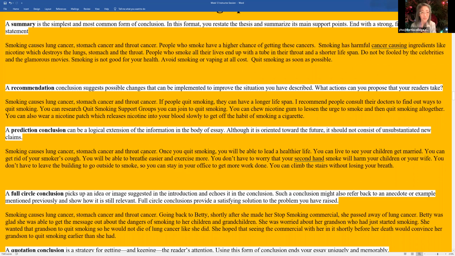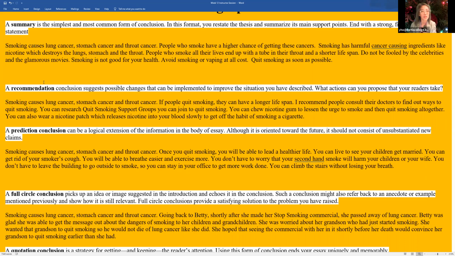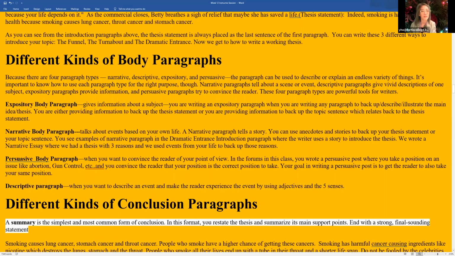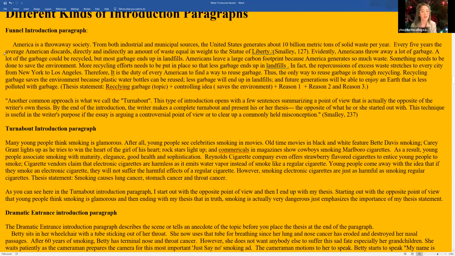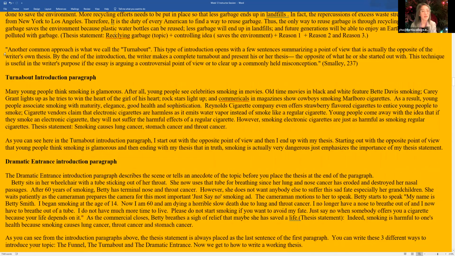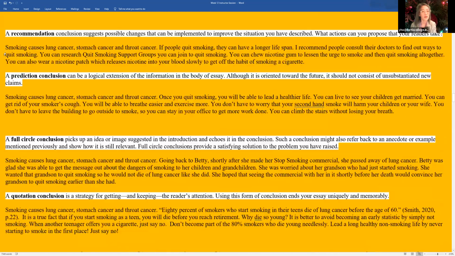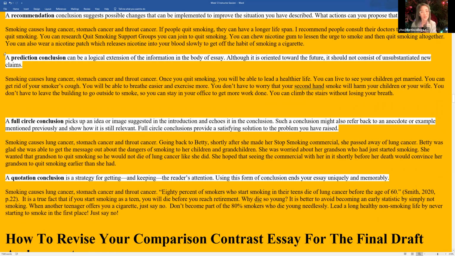Can I put these predictions into my summary paragraph? Yes. Can I put my recommendations into my summary paragraph? Yes. The summary paragraph is the most general of all the conclusion paragraphs, just like the funnel is the most general of all the introduction paragraphs. Okay, so then the last one, it's not the last one. Okay, then the next one is called a full circle conclusion.